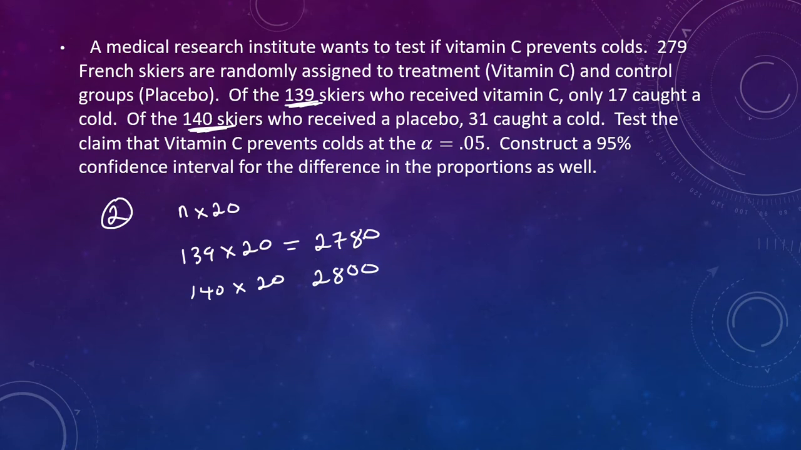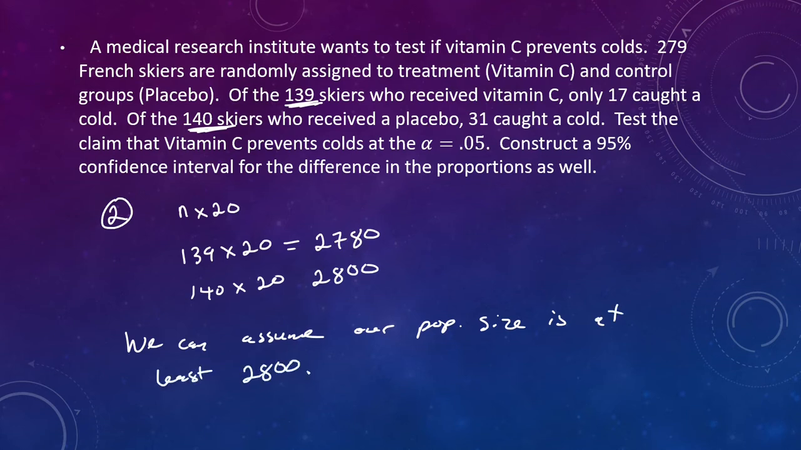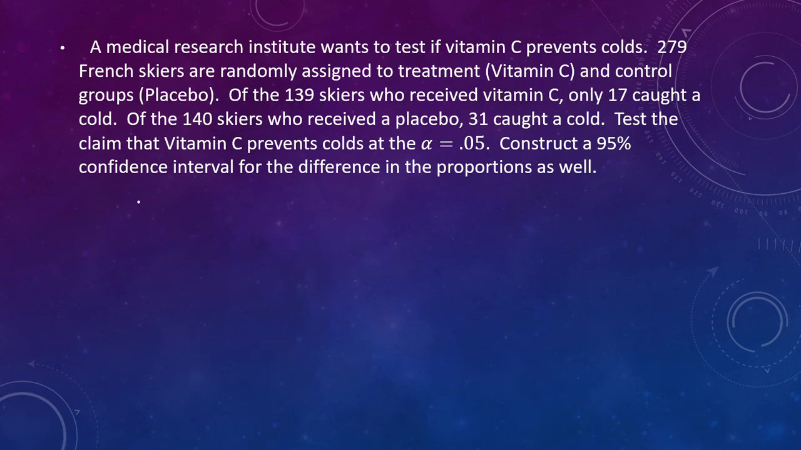So we're going to go with the bigger number, and I'm going to say we can assume our population size is at least 2800. And that's it for condition 2. We just have to make the assumption that our population size is at least 2780 and 2800. So we'll just go with the bigger number, 2800. Since all of the conditions are met, let's try the problem.